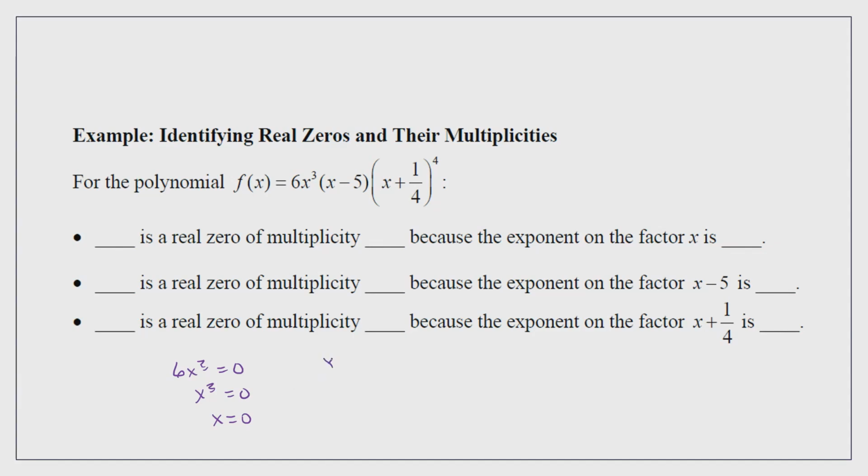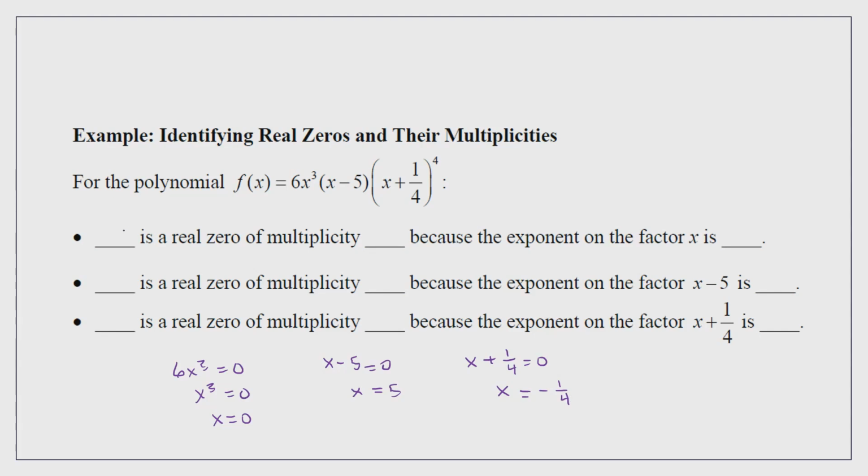Then we'll set our other factor, x minus 5, equal to 0, and so x will equal 5. And then we have x plus 1/4 equal to 0, and so x will equal negative 1/4. And so those would be the 3 zeros for this polynomial. Remember, you write your function in factored form and then use the zero product property to find your real zeros.